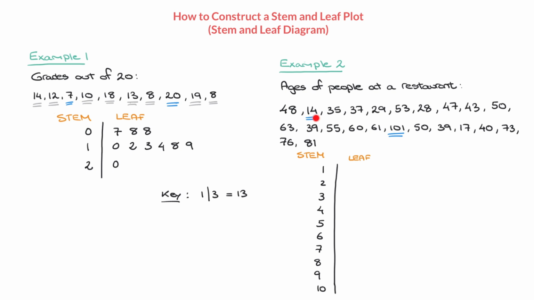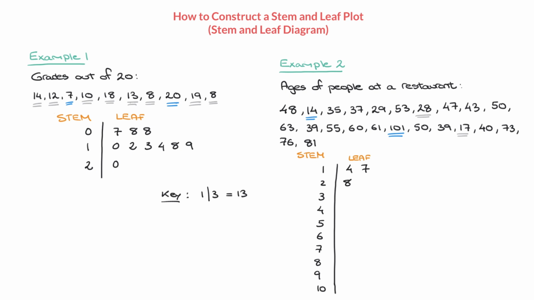So remember, the smallest value is 14, so that's 1 ten and 4 ones, which I write there. Following that, the next smallest value would be the 17 we have here, and I'll underline that to say that I've taken care of it. 17 is 1 ten and 7 ones, which I write here. Next would be the 28, so I underline that. Since 28 is 2 tens and 8 ones, we go on the next row for 2 tens and 8 ones.